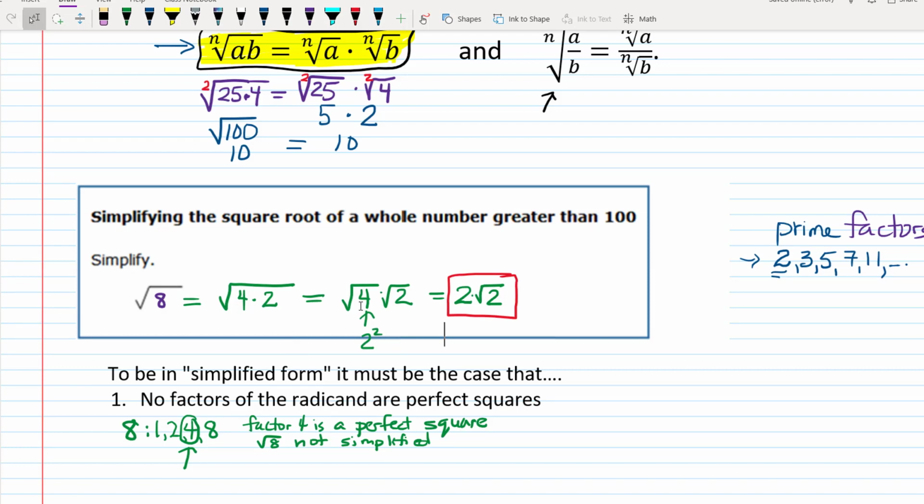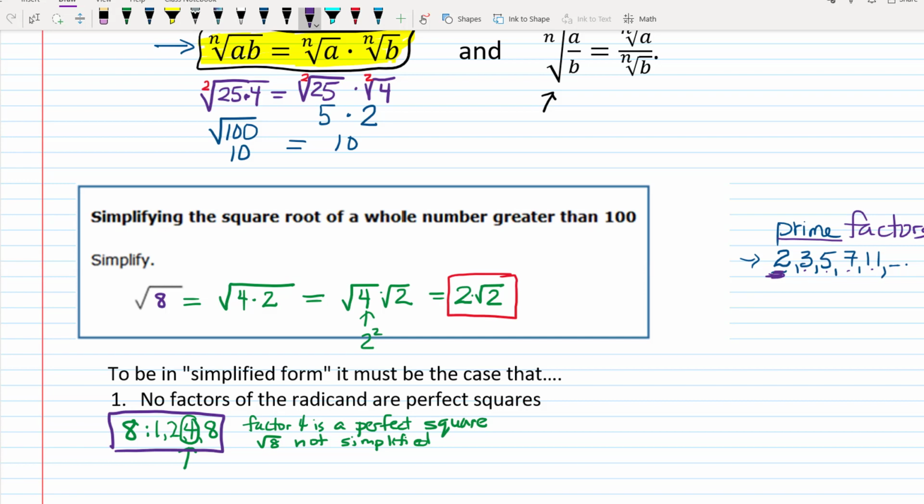Here's the other method, and the one that I'm going to do the most because it applies in the most situations. Instead of looking through a list for the biggest perfect square that goes into 8, we're going to use what are called prime factors of 8. We're going to write 8 as a product of just prime numbers. Primes, by the way, are numbers that are only divisible by themselves and 1, like the numbers 2, 3, 5, 7, 11, and so on.